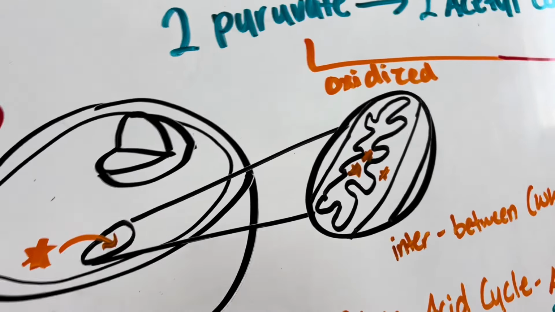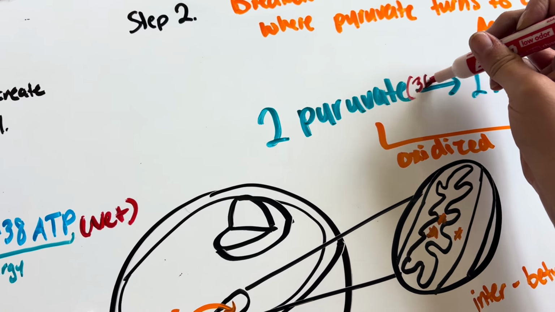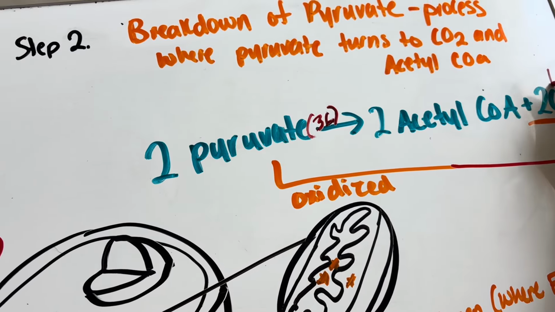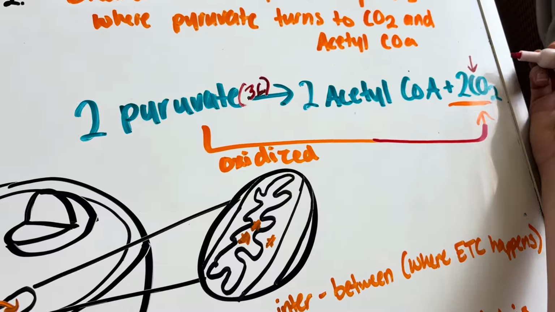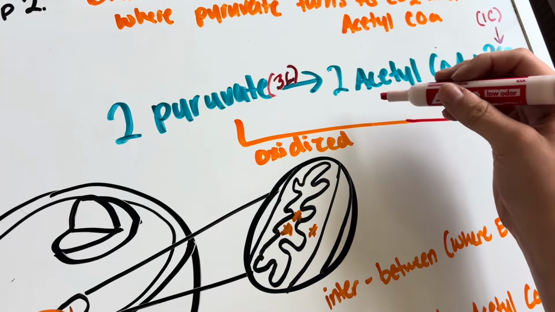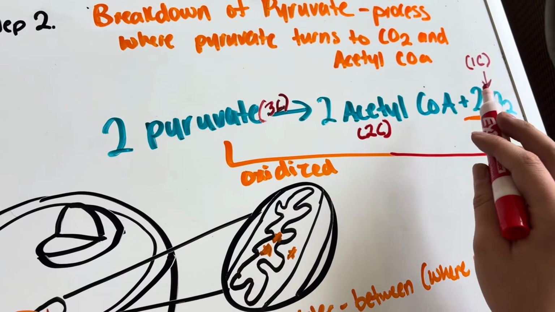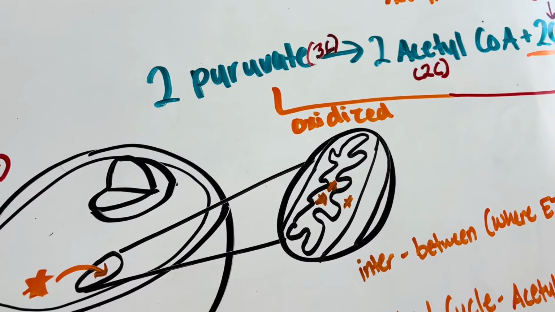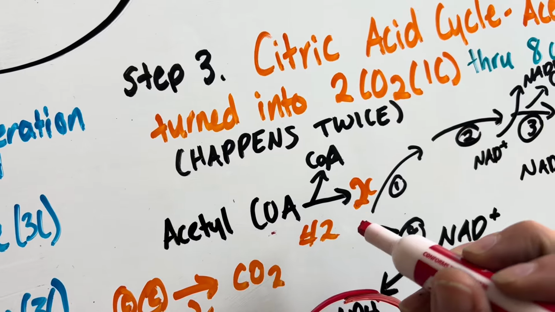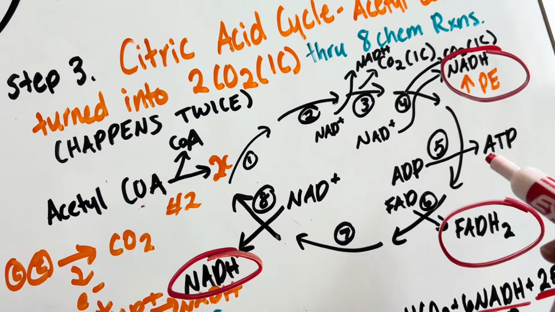Acetyl-CoA. Okay, wait, that makes sense. Because pyruvate is 3C, and if we get rid of 1C, then this has to be 2C, because 3 minus 1 equals 2. Okay, so my bad. So we have this acetyl-CoA, we're gonna kick the CoA off. Now we just have 2 carbons. So those 2 carbons are gonna go into the citric acid cycle.